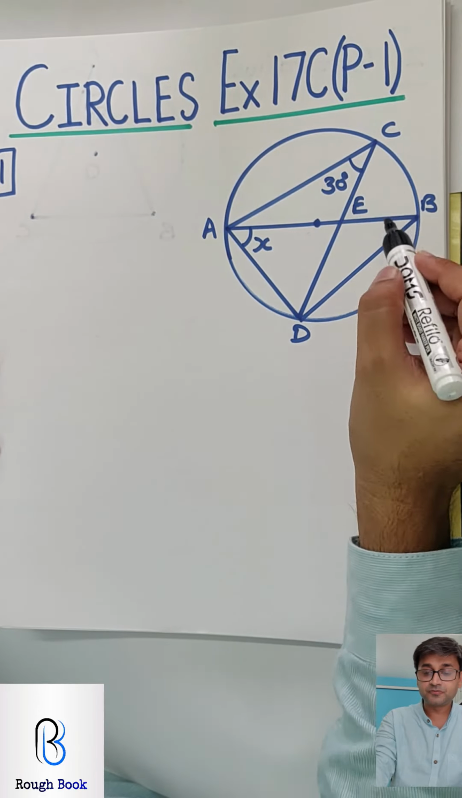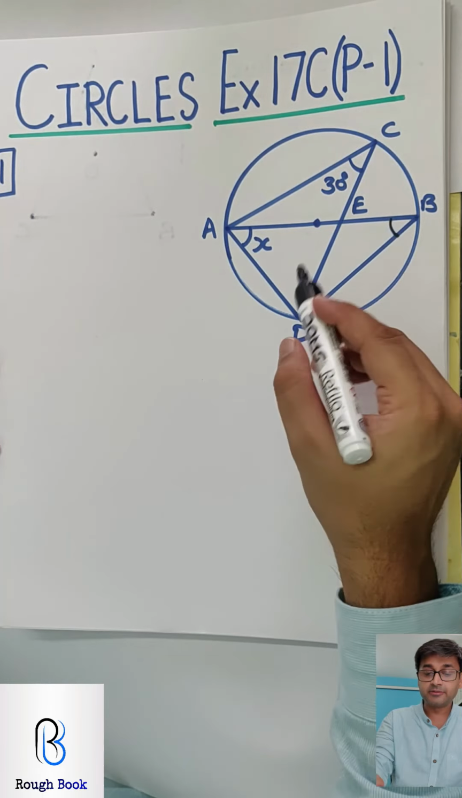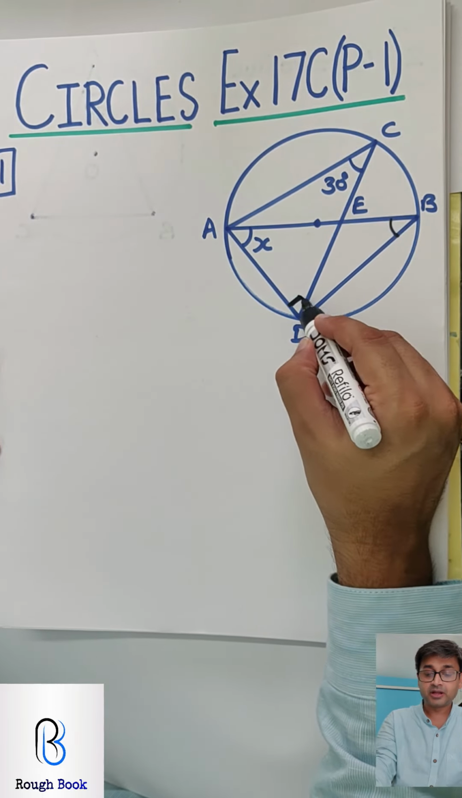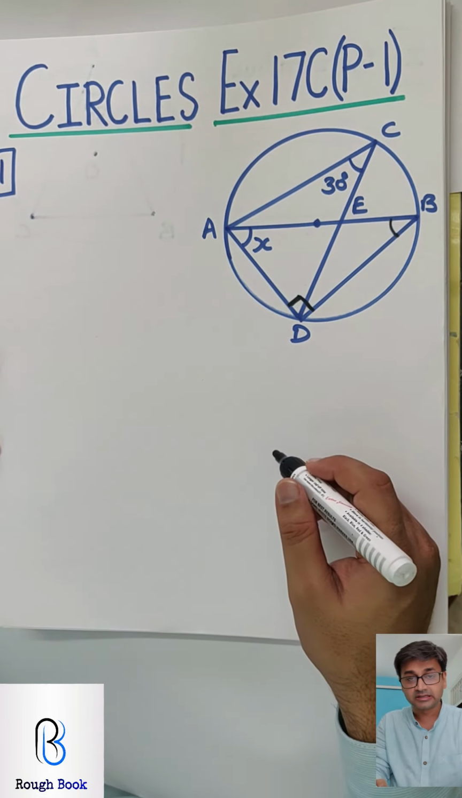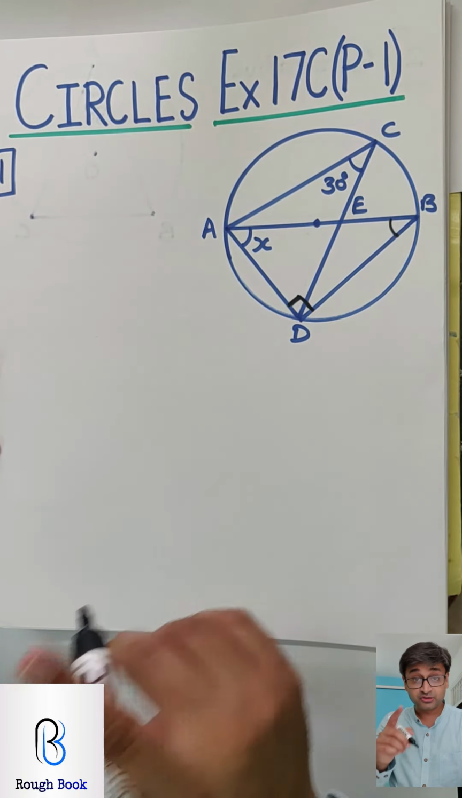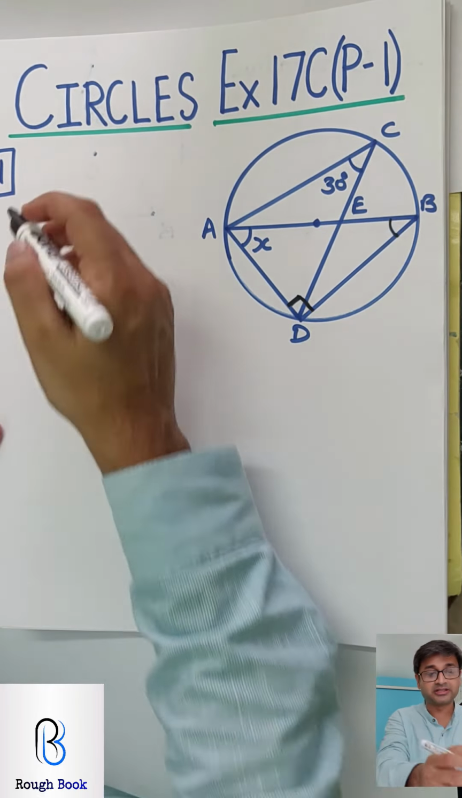You know this is 30, so this also will be 30, angles inscribed in the same arc. Diameter, so this has to be 90, and then angle sum property for this triangle, you will get this straight away 60. Isn't it very simple? Yeah, that's why it is sum number 1 and you can't expect such easy sums in the exam. So come on, let's write it.